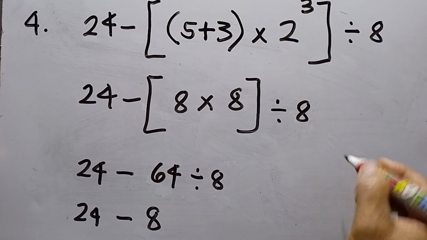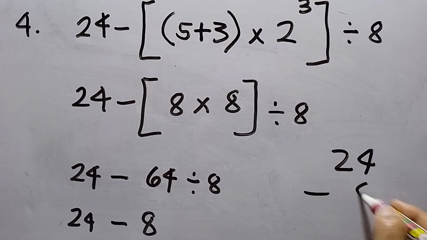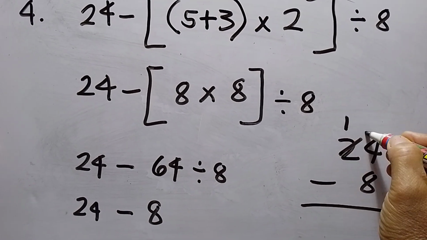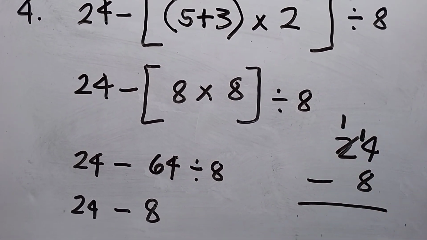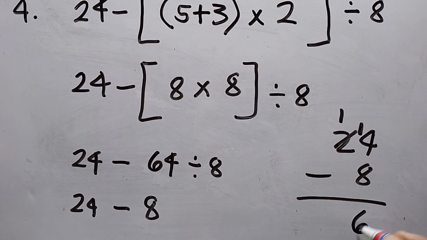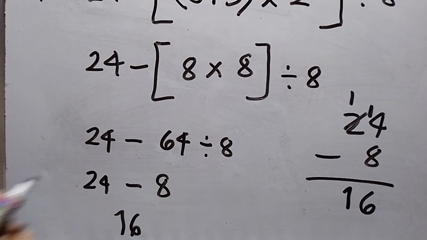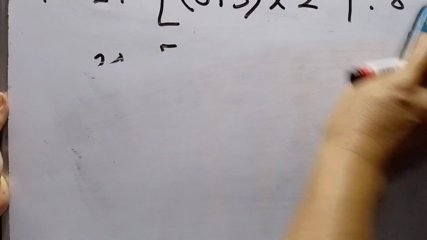And then what is 24 minus 8? So I need to borrow from here, and then this will be 1. Now this will be 14. 14 minus 8 is 6. Bring down 1. So the answer is 16. Okay, let's move to number 5.